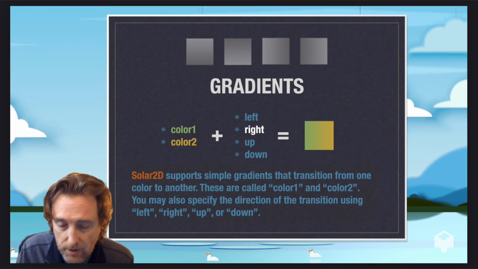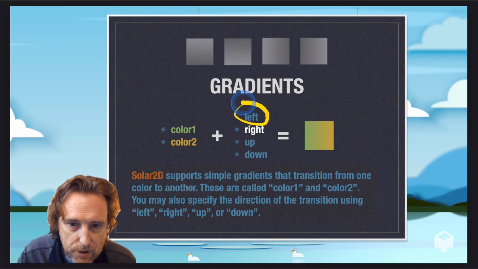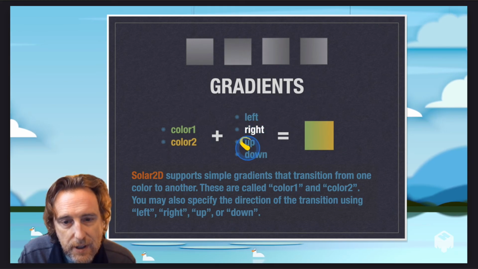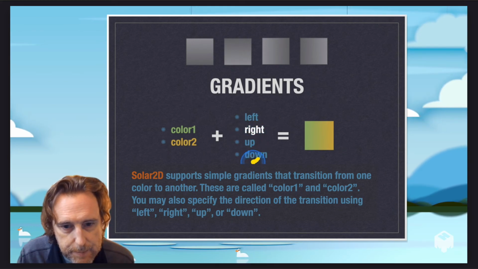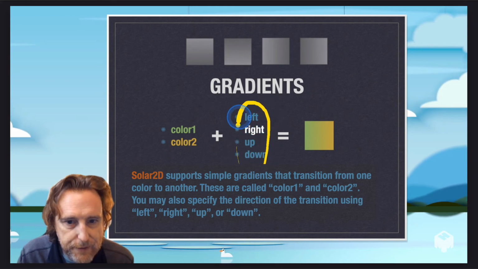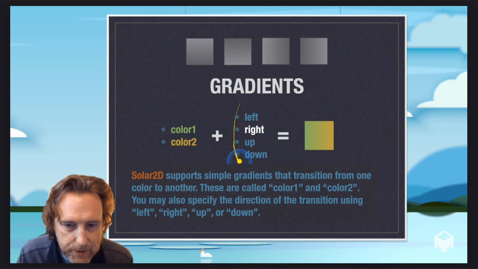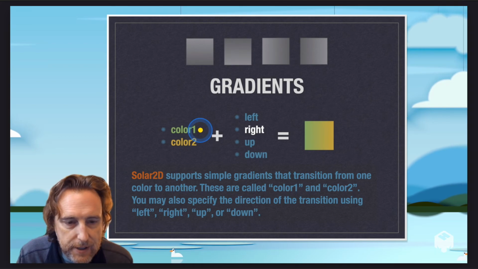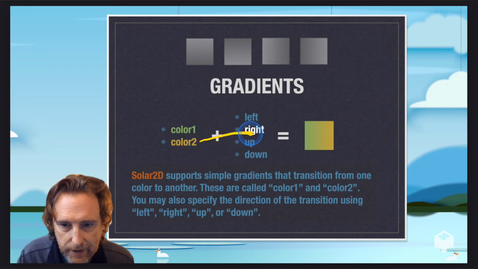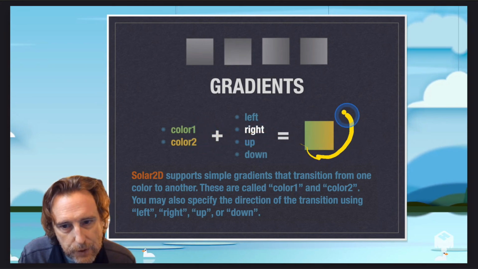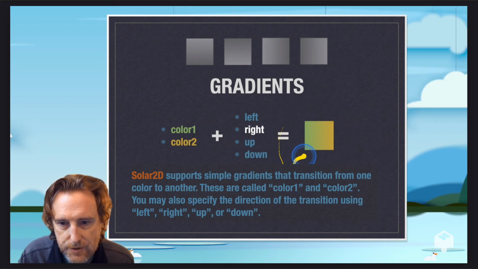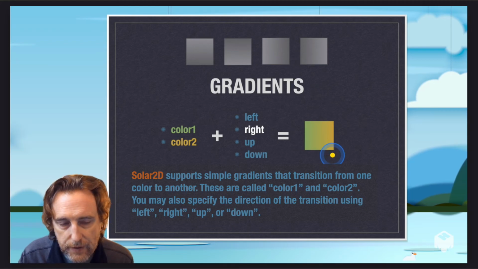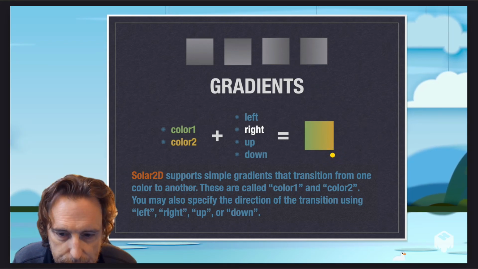And then you can program the gradients to go from color 1 to color 2, left to right, or right to left, up to down, or down to up, just by specifying the direction as a parameter. So for instance, if I did set up a gradient with this kind of green color and this kind of gold color, and I set it to go to the right, it would look like this in Solar 2D. So it starts out with that green color, then slowly blends over to the yellow goldish color.